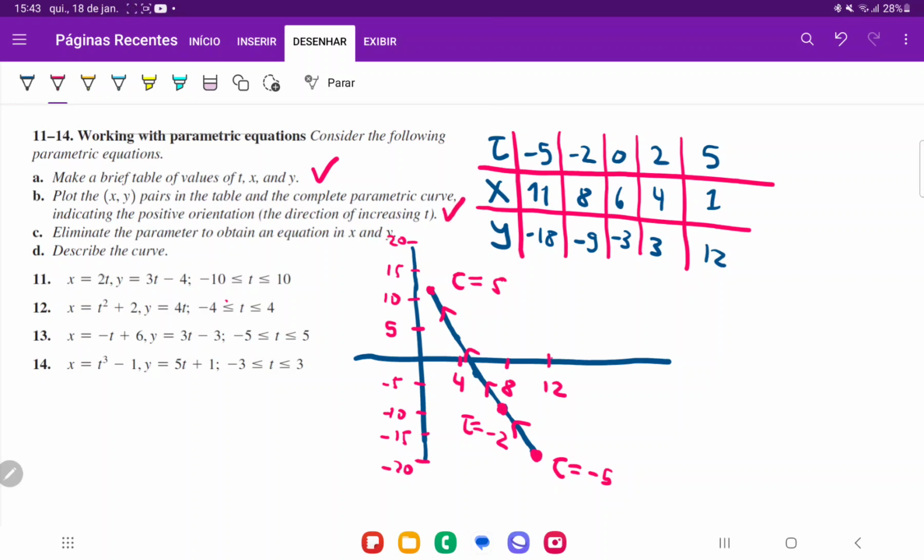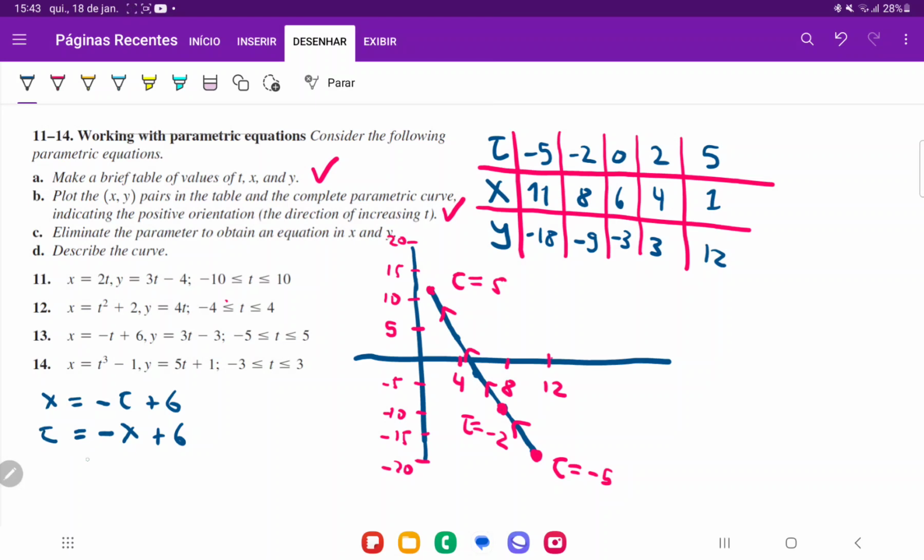For item C, they want us to eliminate the parameter to obtain an equation in x and y. So we have x as a function of t and y as a function of t. Now this curve here, we can describe it as a function of x, where x is an input and y is the output. So that's what we're going to do. We're given that x is equal to -t plus 6. I'm going to bring t to the left-hand side and x to the right-hand side, which means that t is equal to -x plus 6.